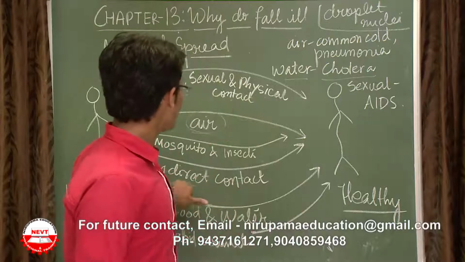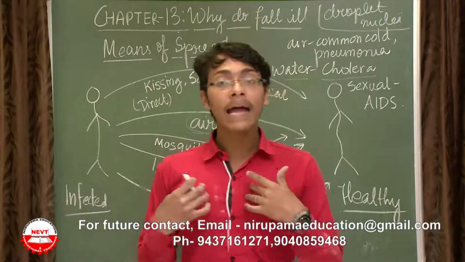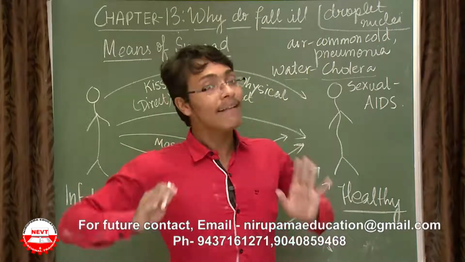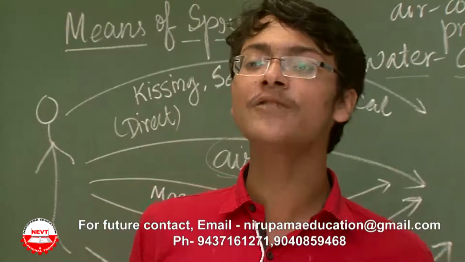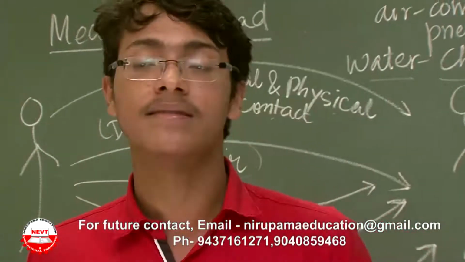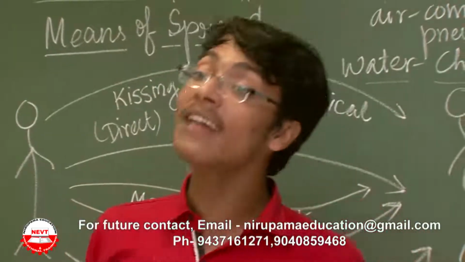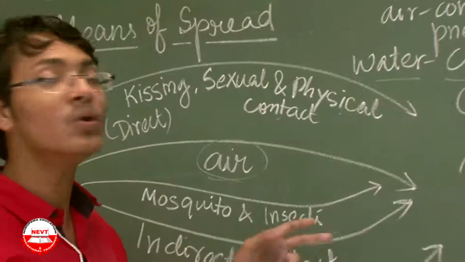Also there can be indirect contact. Like, I am a diseased person, I have worn a shirt and pant, and that same shirt and pant is shared by a healthy person. Or I am a diseased person, I have eaten on a plate and that plate is used by another person, the disease can pass. That's the indirect contact. Then there will be means like mosquitoes and insects.